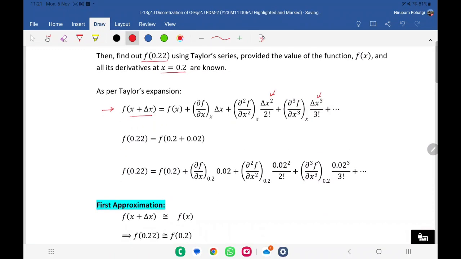So what we do, we make a function like this: 0.22, we divide in two parts, 0.2 and 0.02. So this is our x and this is our delta x. You can write the equation for this. If you solve this for an infinite number of terms, you get the exact value of the function at 0.22. Now again, we cannot do the infinite number of terms, so we will do it at different points.